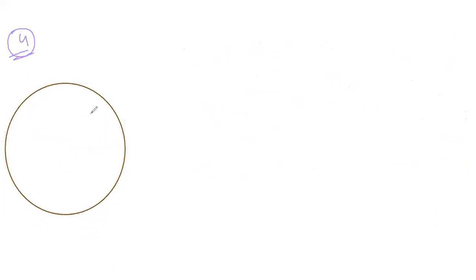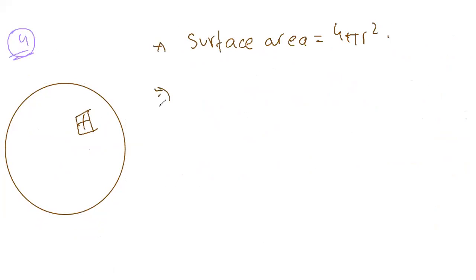We'll write our fourth question. Okay, and then we'll draw our sphere with a little Alice in Wonderland window, and we'll write the surface area formula first. Surface area of a sphere is 4 pi r square. Great.